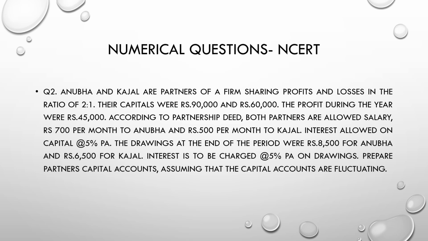The drawings at the end of the period were 8,500 for Anuba and 6,500 for Kajal. They will also be recorded in the capital account. And interest of 5% will be charged on both Anuba's and Kajal's drawings. So these are the things which will be written in the capital account. Let's see, it is very easy because everything is given in the question. You have to just find the balance. Let's see the next slide.